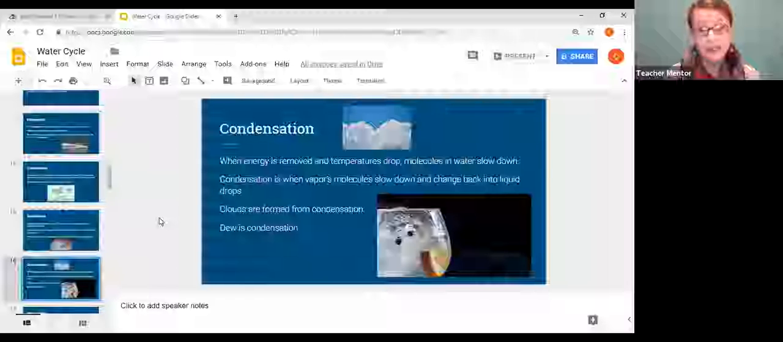And then giving you a real world example, dew is condensation. Dew, when we find it on the grass in the spring, summer months, that is condensation. So throughout the night, the temperatures have dropped, and that causes the vapor to return back to a liquid.